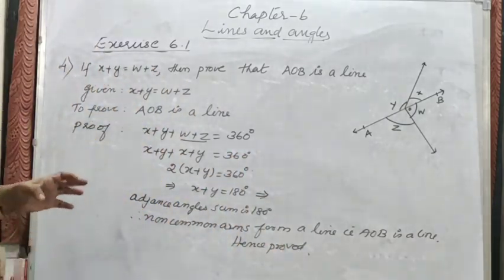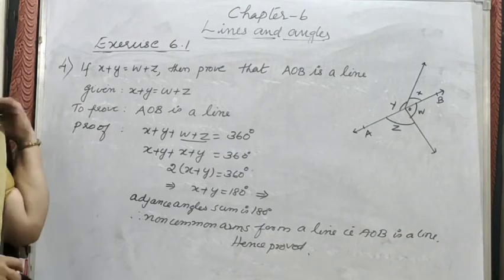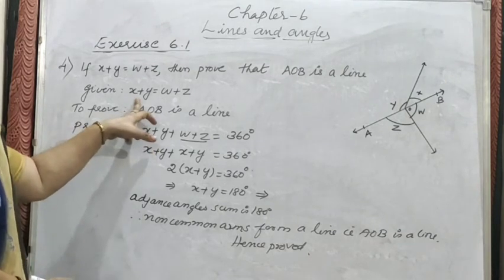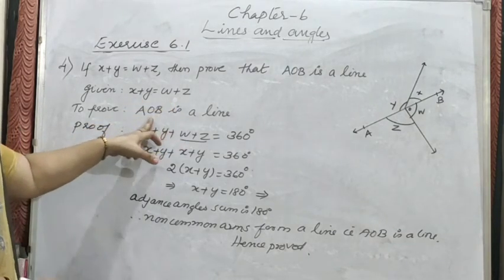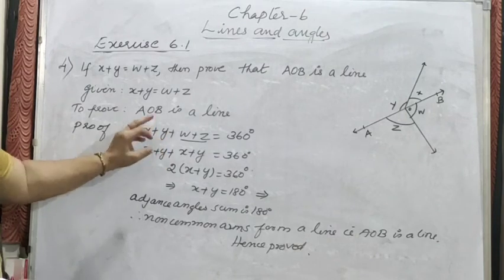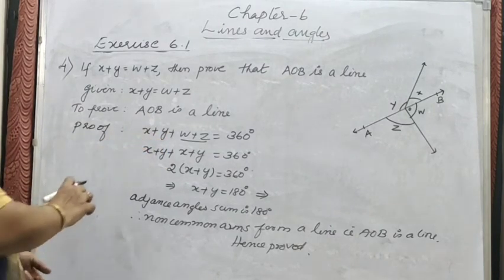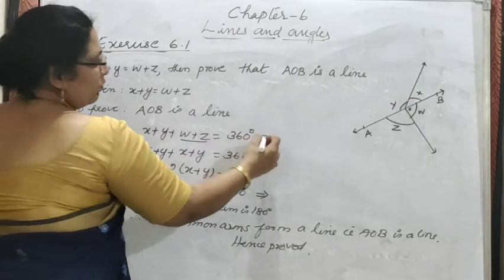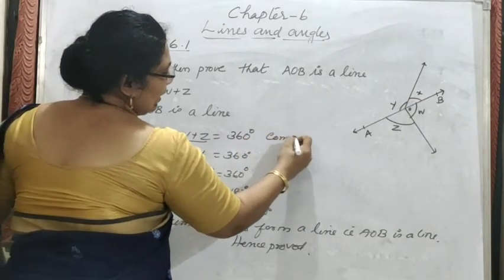Proving is easy only, so remembering is difficult. So practice is required. What is given in the question? X plus y equal to w plus z. AOB is a line to be proved. So for that, the complete angle we have used. Which are the complete angle? All the 4 angles. So the reason is complete angle.